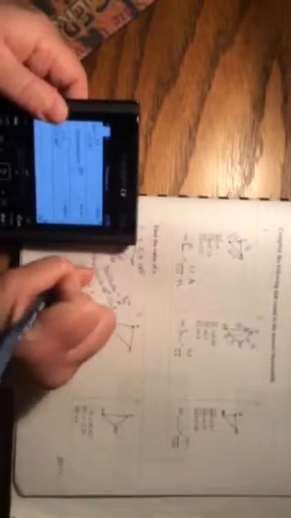I can't really see, but it's fuzzy, but if you put this in your calculator, this right here says 9.89887. We're rounding to the nearest thousandth, so x is going to equal 9.899.